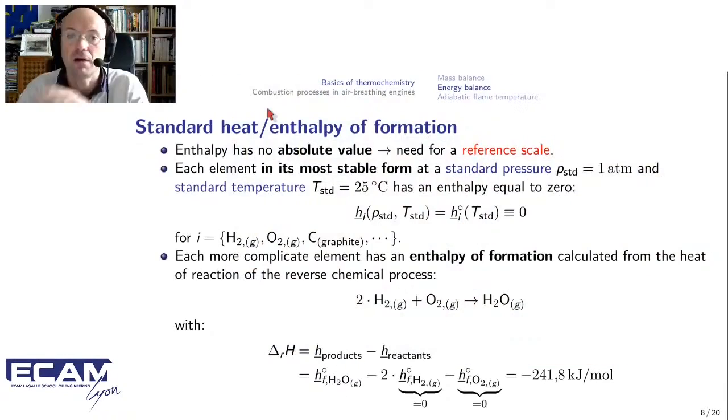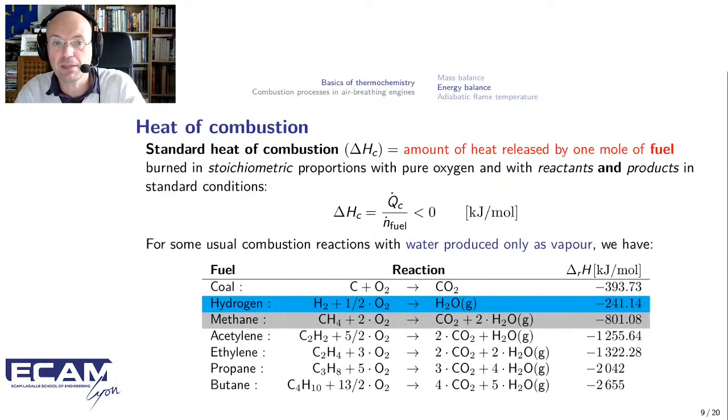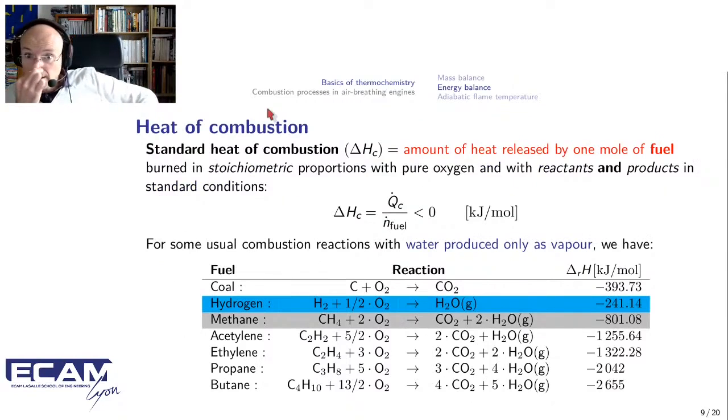And so from that, we have the standard value. So it's possible now to go to the next step with some examples of standard heat of combustion. The standard heat of combustion is named this way because it's at standard temperature and pressure. So we suppose the pressure is 1 atmosphere and the temperature is 25 degrees.